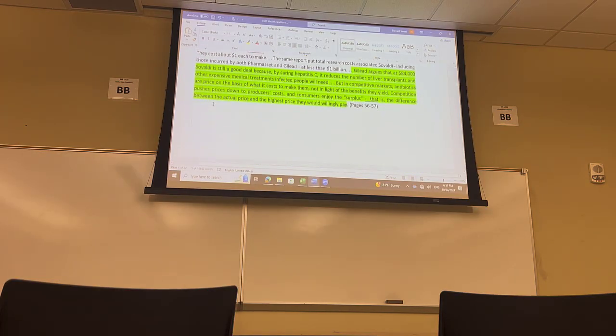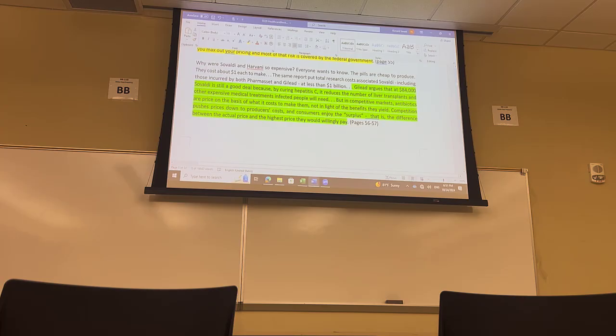All right, I'm going to jump to the green. Here's another example. Gilead argues, all right, this violates everything we learned in economics, but they argue that at $84,000, this drug is a good deal because it cures hepatitis C and reduces the number of liver transplants and other expensive medical treatments. But in a competitive market, you don't talk about the value of it to the customer. In a competitive market, it's your marginal cost. Pepsi doesn't say, hey man, people could die of thirst, we're going to charge $18 for a bottle of Pepsi, because if they don't have something to drink, everybody dies. That's not the way you think about it.